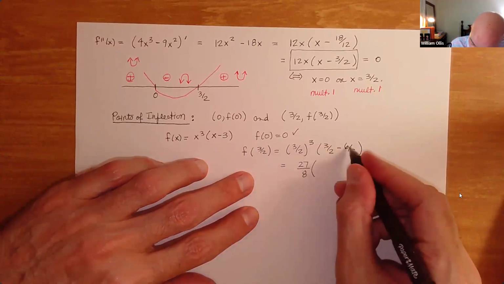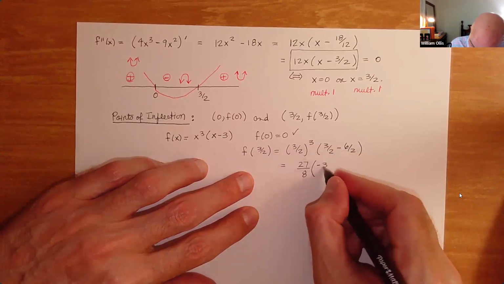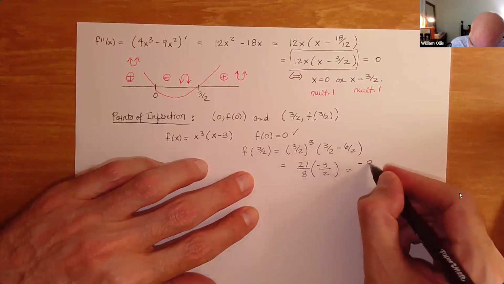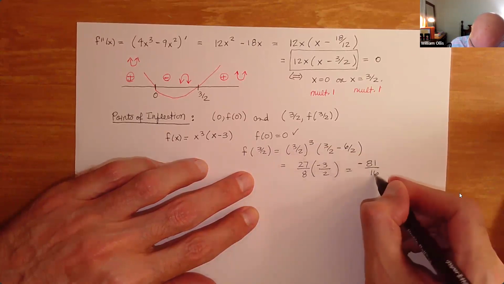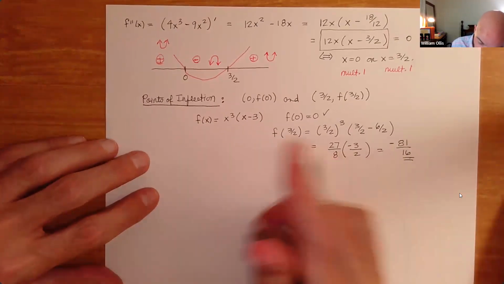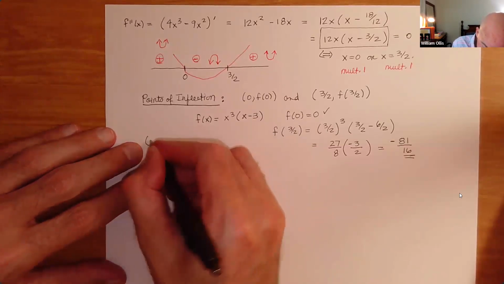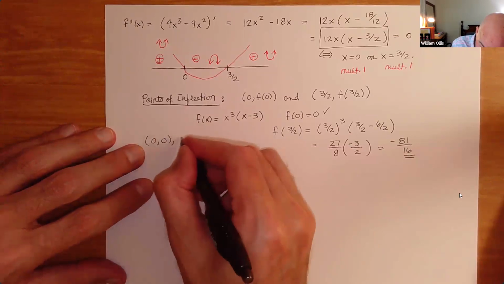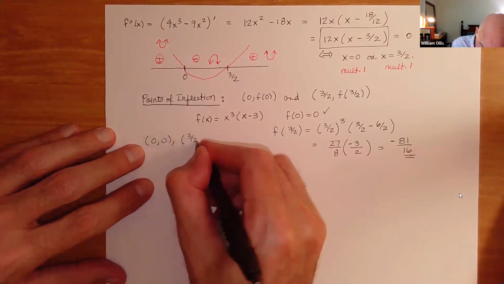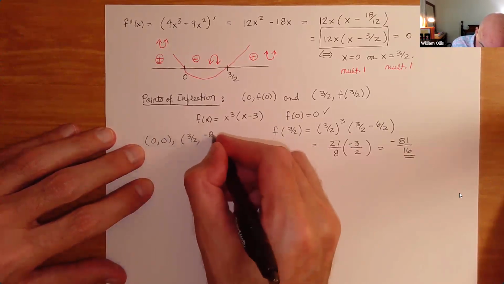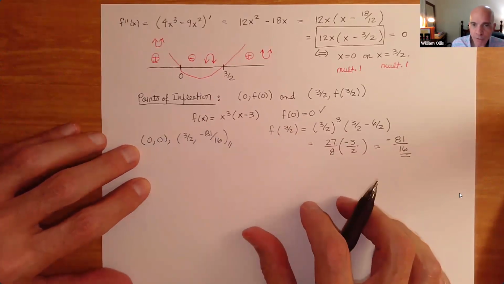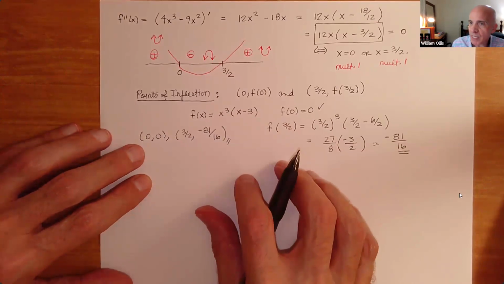And of course, here 6 from 3, that's a negative 3 over 2. So that'll give us what? A negative 81 over 16. So we have points of inflection, just to catalog these: 0, 0, and we have 3/2, negative 81 over 16. So this provides so much more detail.